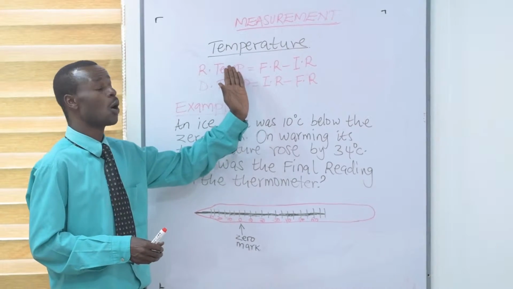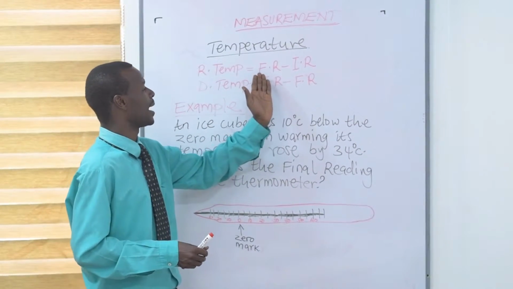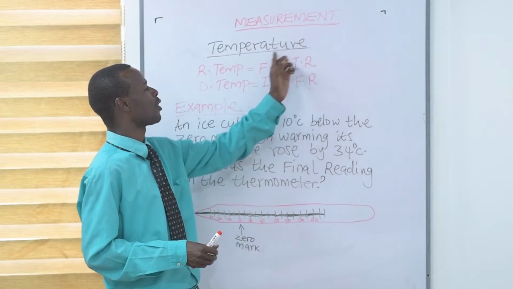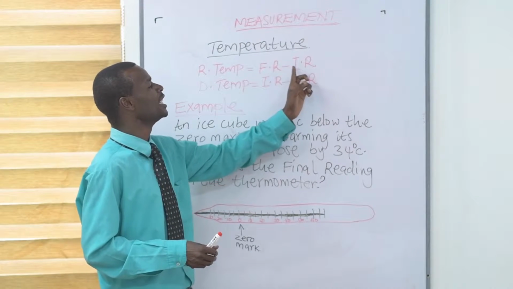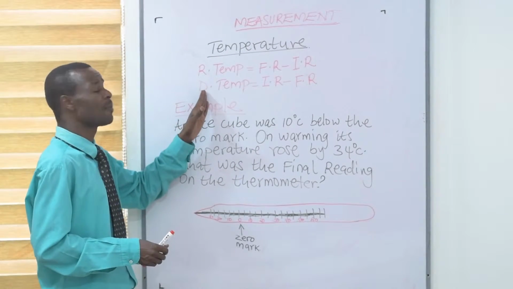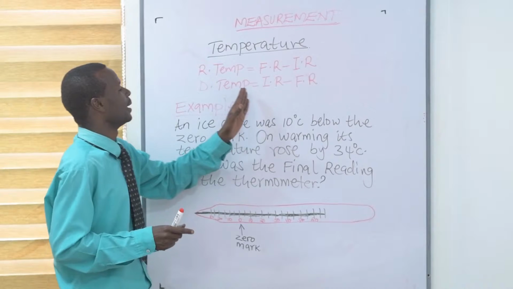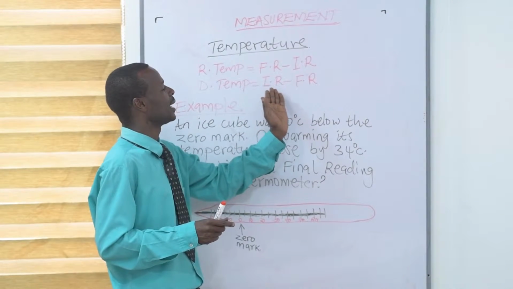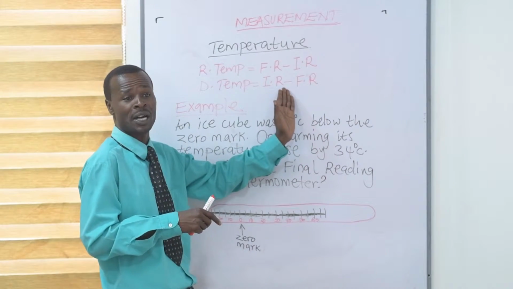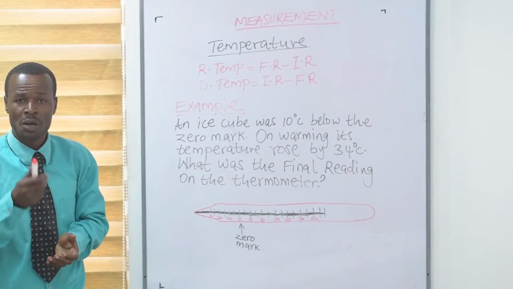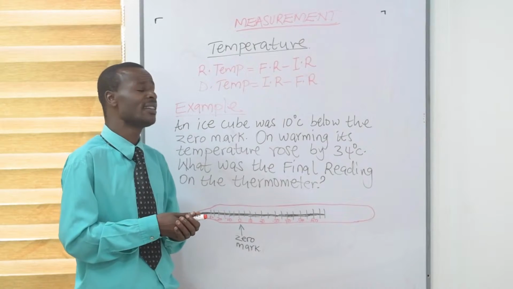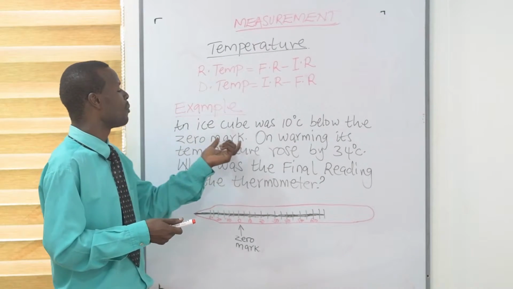Rise in temperature is calculated by subtracting the initial reading from the final reading. Initial reading is subtracted from the final reading. Drop in temperature, on the other hand, is calculated by subtracting the final temperature from the initial temperature, if temperature has to go down. For example, an ice cube was 10 degrees below the zero mark.